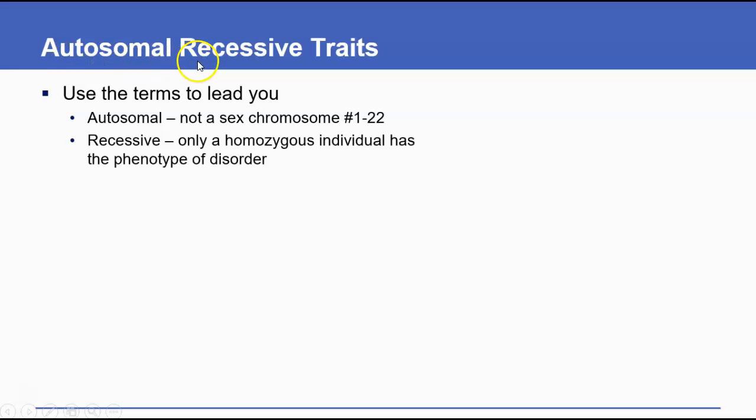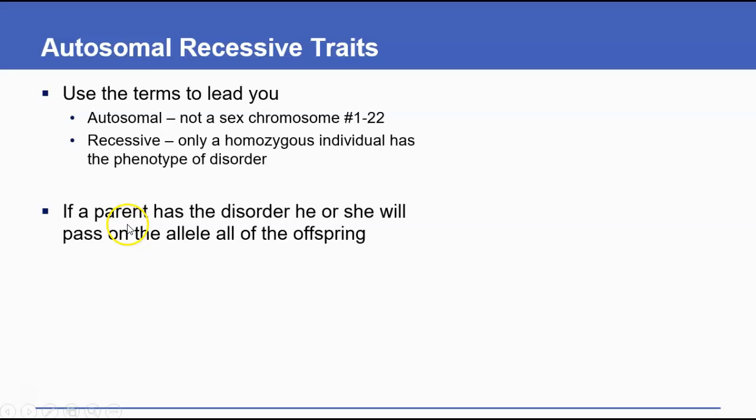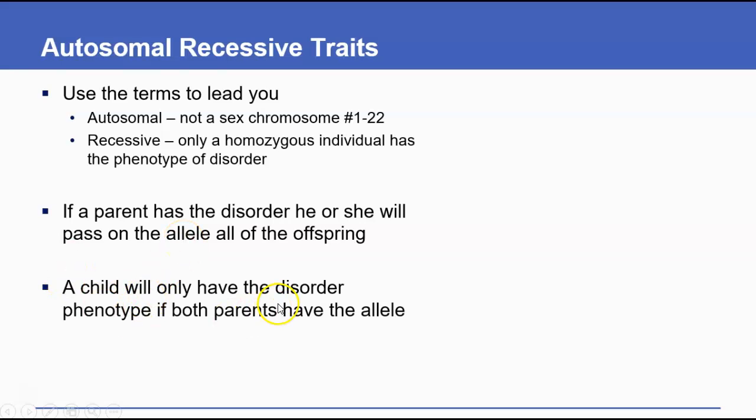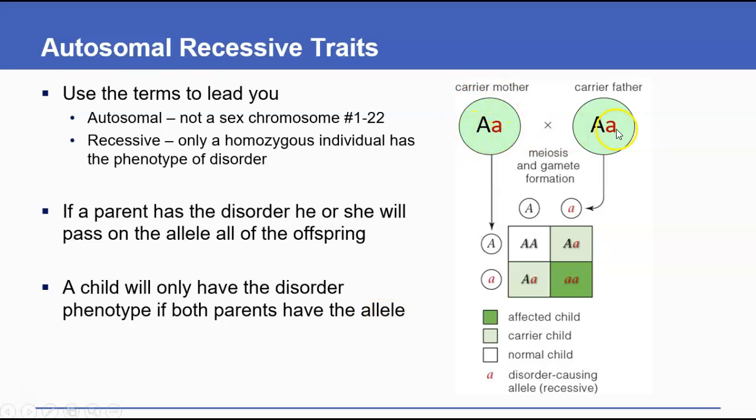The next example would be autosomal recessive traits. Again, let the term lead you. Autosomal, not sex chromosomes. Recessive, meaning that only homozygous individuals are going to have the disorder. So if a parent has the disorder, that means they're going to be homozygous and they would pass on the allele to all of their offspring. And a child would only have that recessive disorder if both parents have the allele. So both parents could have the allele because they could be carriers and have just one copy of that allele, and that's called a carrier, to be heterozygous.